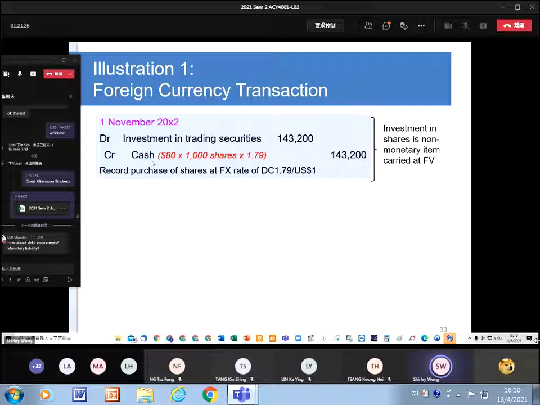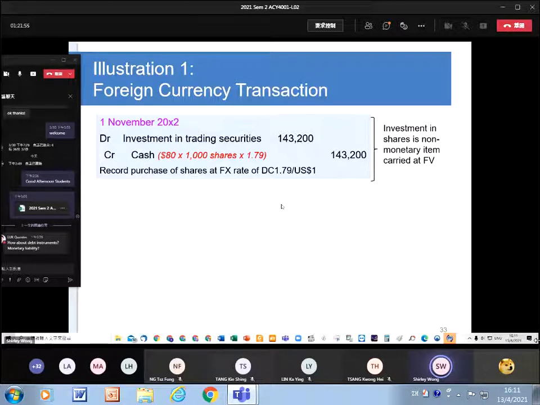How to calculate the amount? Each share is worth $80, you buy 1,000 shares, and the rate is 1.79 DC. Your functional currency is DC, so you need to record in DC amount. So the amount is 143,200. This investment in shares is a non-monetary item carried at fair value. Remember, investment is a non-monetary item, and it is carried at fair value.